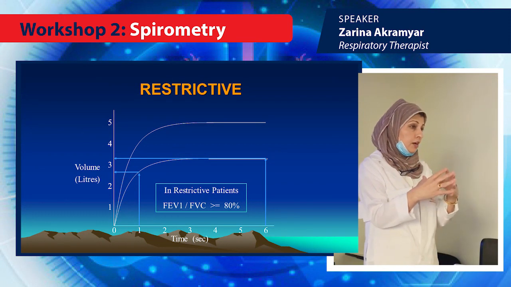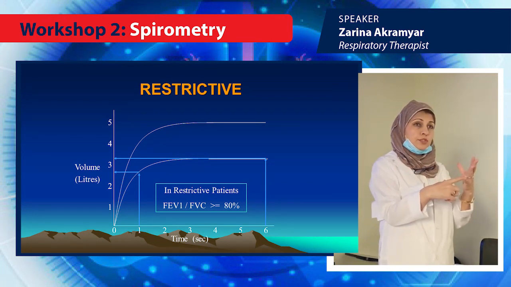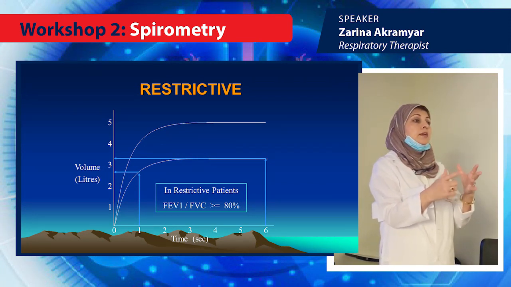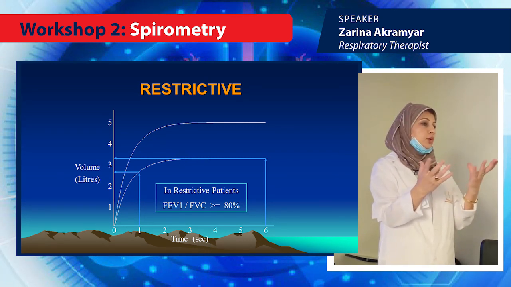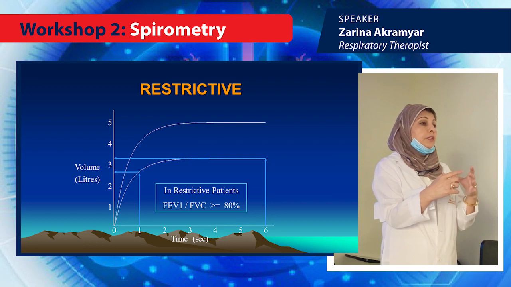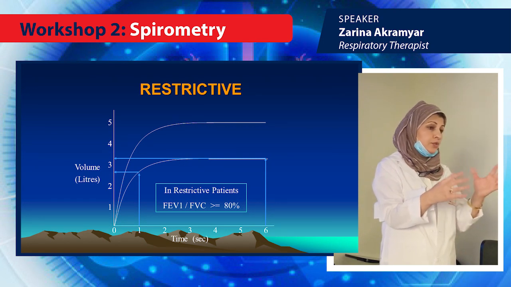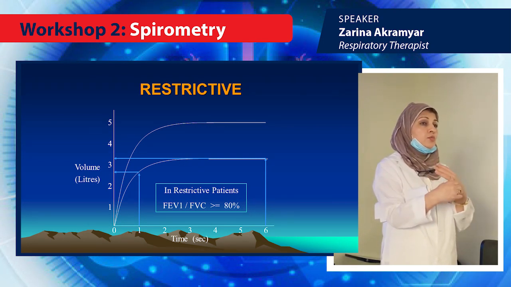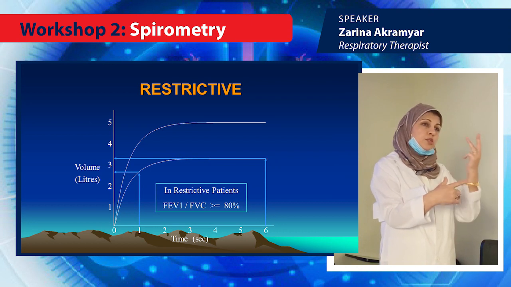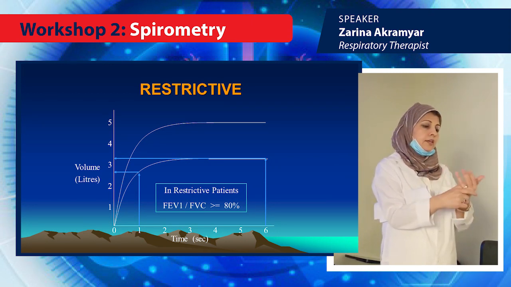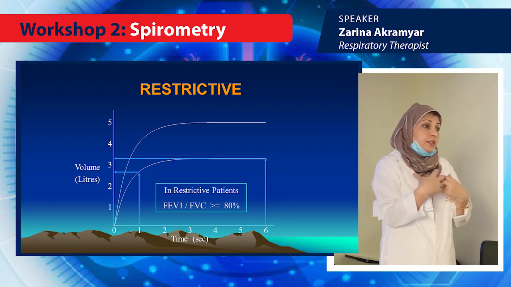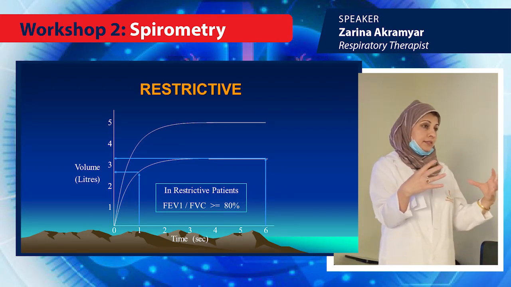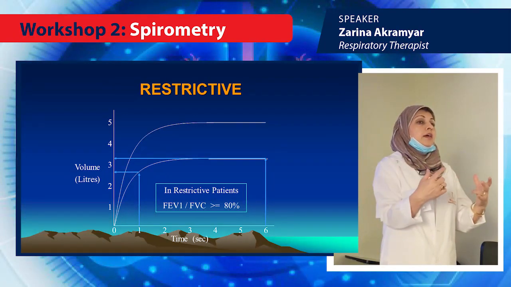It could be inside the lung: pulmonary fibrosis, pulmonary edema, space-occupying lesions, tumors, and the dust diseases such as asbestosis and sarcoidosis. Or it could be outside. Which diseases are outside? Obesity is one of them, unfortunately. Myasthenia gravis, neuromuscular disease: the lung is fine, but the muscles cannot do the job.